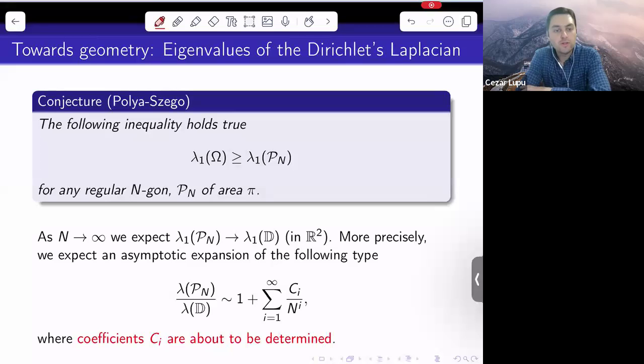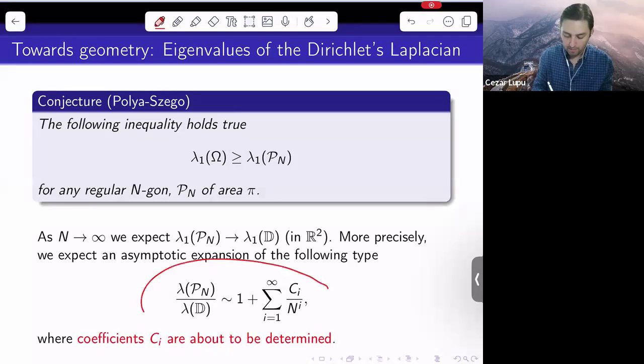So as n approaches infinity, we expect that in R2, for example, lambda one of Pn will approach lambda one in the disk. More precisely, we will have an asymptotic estimate of the following type. If we take the ratio of the eigenvalues of the regular polygon and the disk, we will have these asymptotic estimates. And we are wondering, what are these coefficients? So we want to determine them.